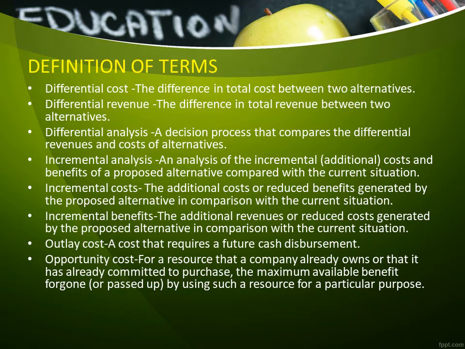Outlay cost: the cost that requires a future cash disbursement. Opportunity cost, for a resource that a company already owns or that it has already committed to purchase: the maximum available benefit forgone or passed up by using such a resource for a particular purpose.